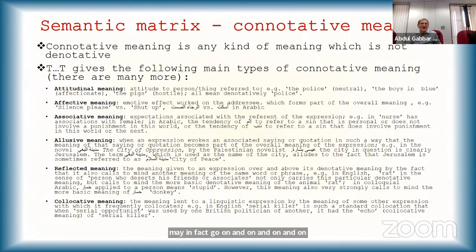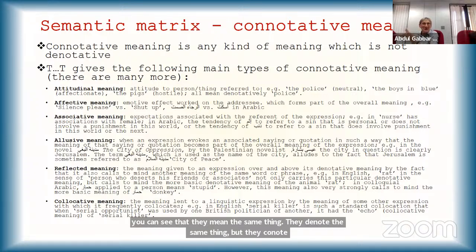So just to give 2 examples: attitudinal meaning, the police, the boys in blue, the pigs is obviously pejorative. They all used to mean the police. And the first one's very neutral. The second one, boys in blue, is quite positive. You know, I like the police. The third one is obviously very hostile. And you can see that they mean the same thing. They denote the same thing, but they connote something very different.